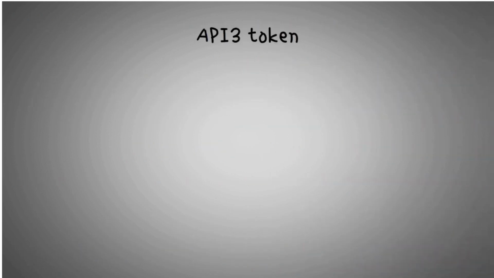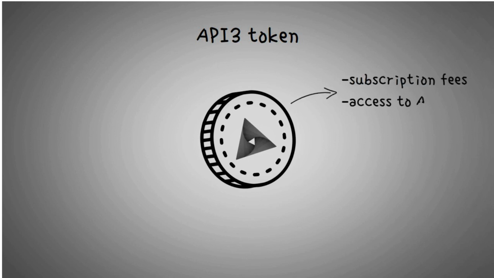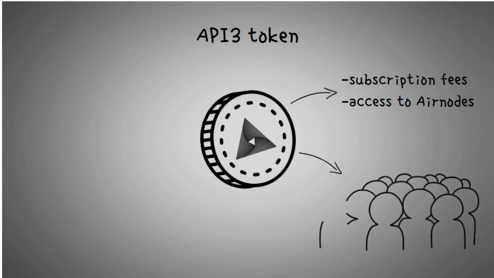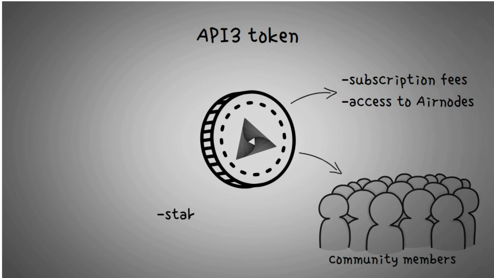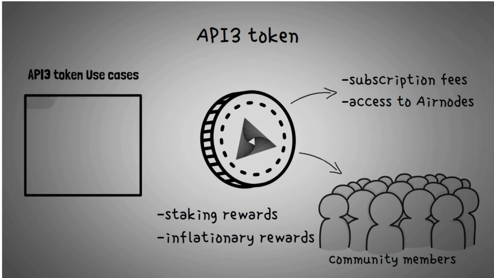Now let's round this up by looking into the API3 token. The native utility token of API3 is the API3 token. This currency can be used to pay for subscription fees on dApps and also grants users access to AirNodes, which are part of a decentralized network that provides APIs required by developers. Using the API3 token, all community members will be able to participate in governing and increasing the value of their decentralized network. The project incentivizes participation by paying out staking rewards and inflationary rewards for those who stake their tokens in the insurance contract. Let's highlight the API3 token use cases.